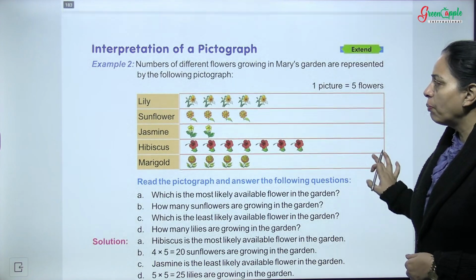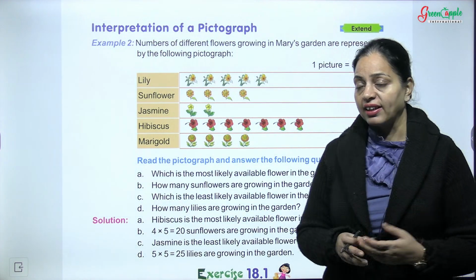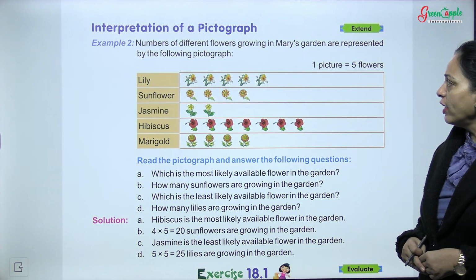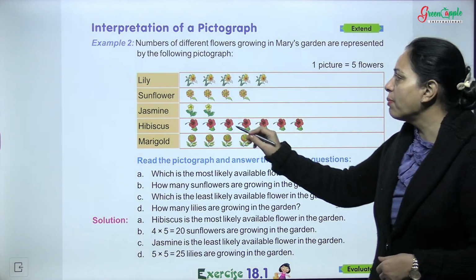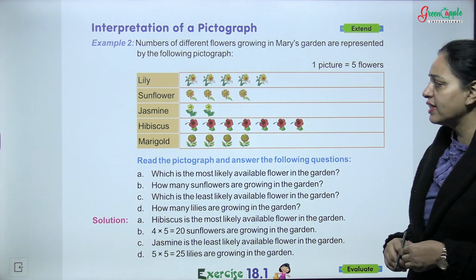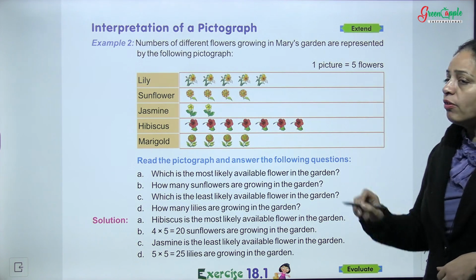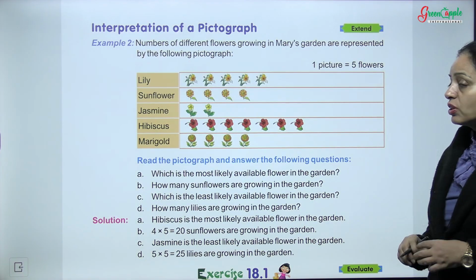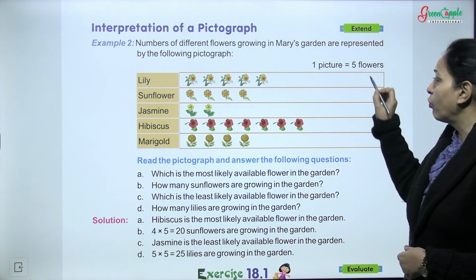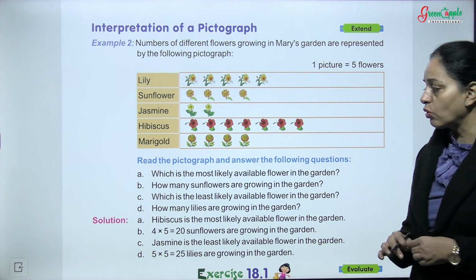Now interpretation of a pictograph. अब किसी pictograph को कैसे हम read कर सकते हैं? See how. Example 2. Numbers of different flowers growing in Mary's garden are represented by the following pictograph. Here different flowers are given, like lily, sunflower, jasmine, hibiscus and marigold. And one picture is showing 5 flowers because the data was too much. So that's why they have taken one picture equal to 5 flowers. So now read this pictograph and answer the questions.